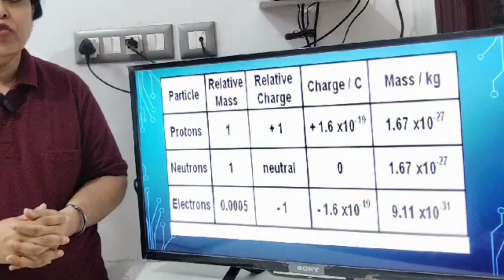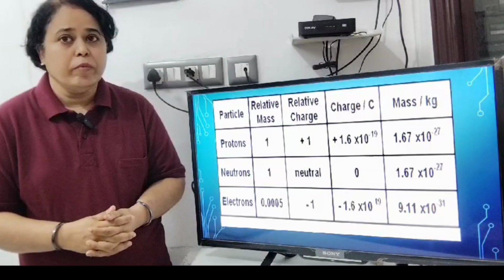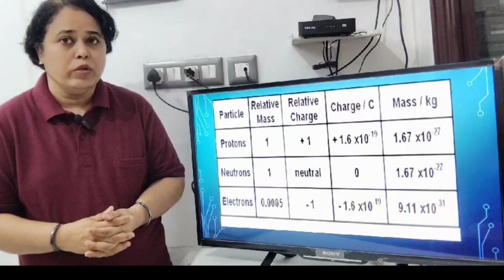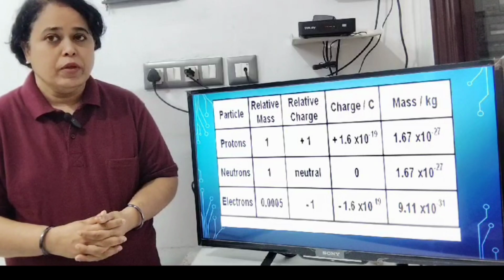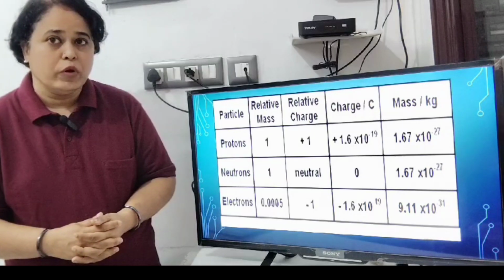In the next video I'll be taking atomic models, the different atomic models: Thomson's model, Rutherford's model, Bohr's model, and finally the quantum model.